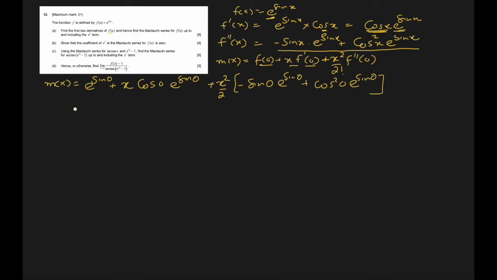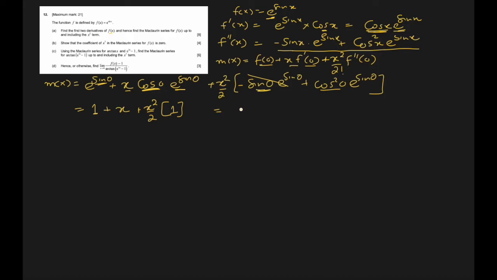Alright, so what will that be? Sine 0 is 0, so e to the power 0 is 1. x is x. Cos 0 is 1, e to the power 0 is 1, so it is just x. Plus x square over 2. Sine 0 is 0, so this whole thing is 0. Cos square 0 will be 1, and this is also 1, so just 1 inside.